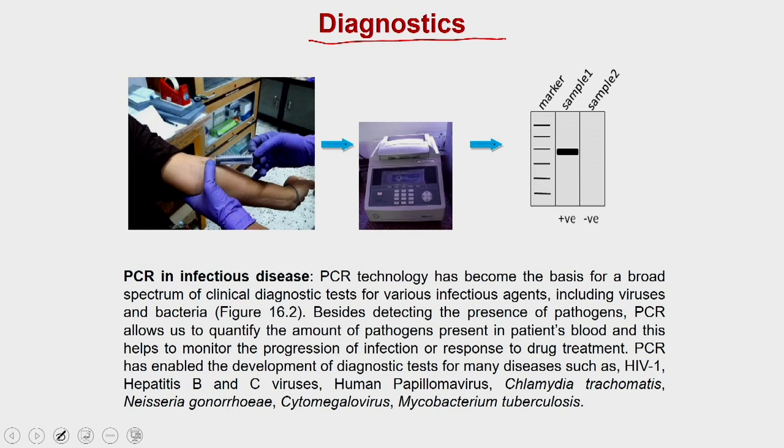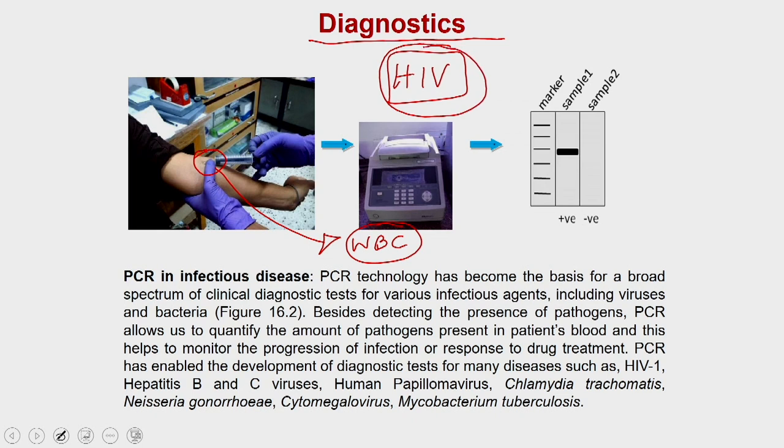In this particular example, we have taken an infectious disease which is called HIV. Suppose a patient is infected with HIV, or it is a sample where you have to detect it. First you extract the blood from the patient, and from the blood you are going to perform the PCR analysis for the HIV virus.